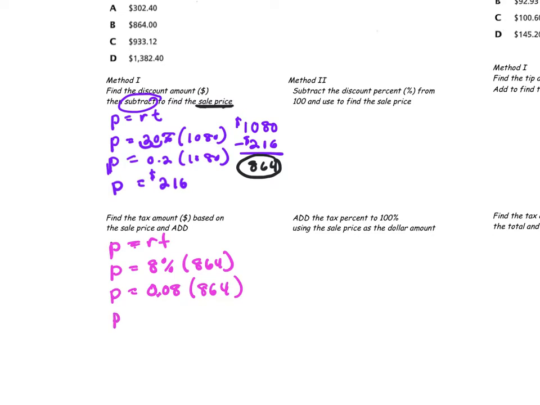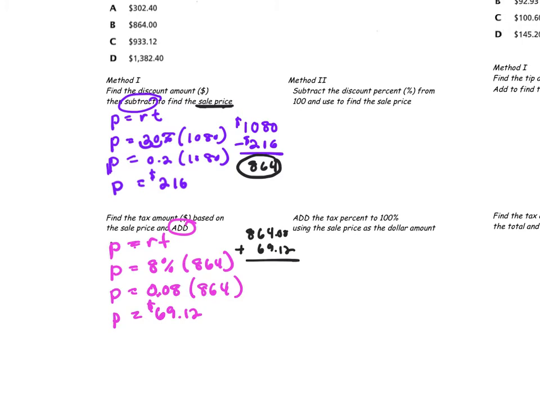And that part is $69.12. But wait, we're not done. We're going to take that and add it. So we're going to take the discounted amount that we have, $864, and we're going to add the tax, $69.12. So pause and use your calculator again, or add it on your own.